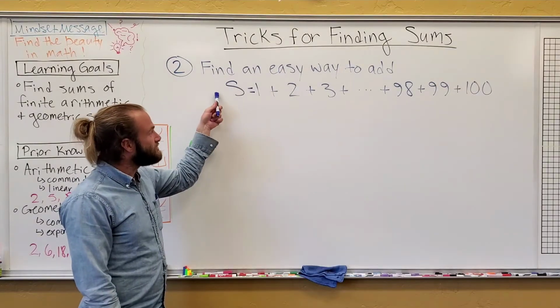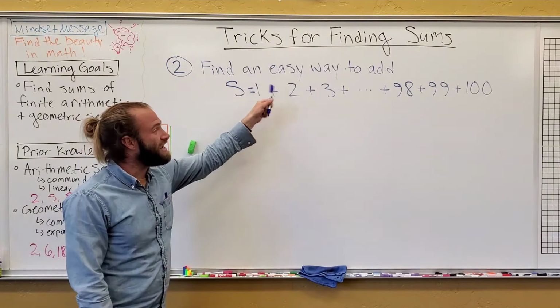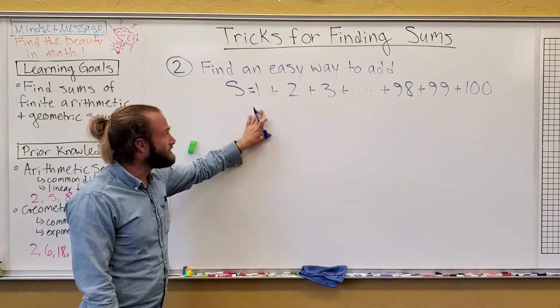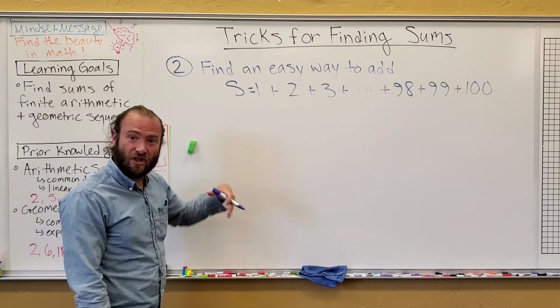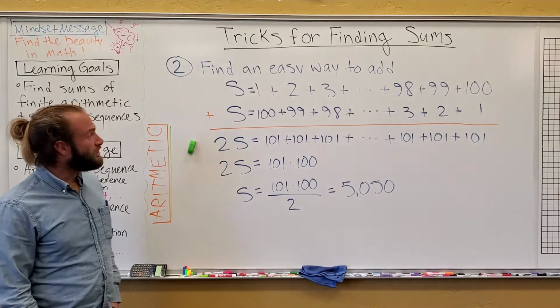So let's go back to the very start, the problem we started with, and let's apply Gauss's method. We'll again just call this S, and then repeat it written backwards, and then follow through. Go ahead and finish that yourself real quick, just to check. So let's check your work.